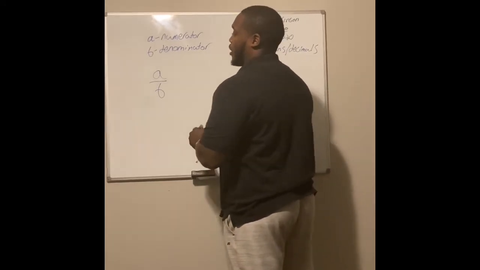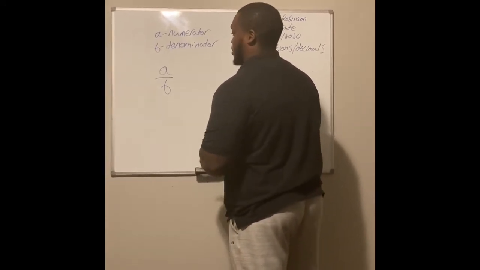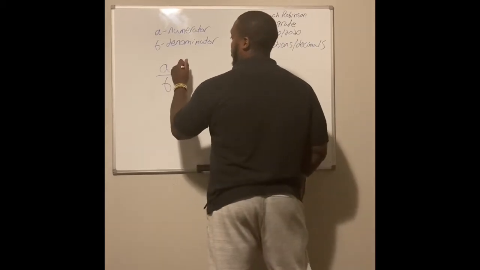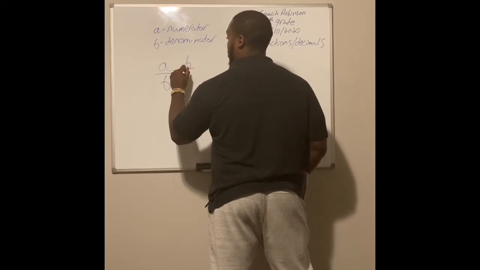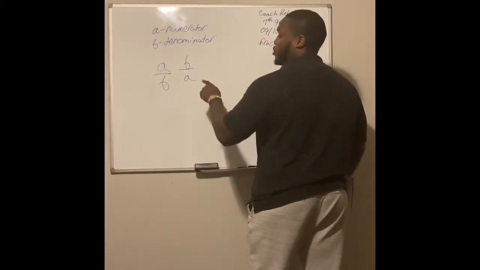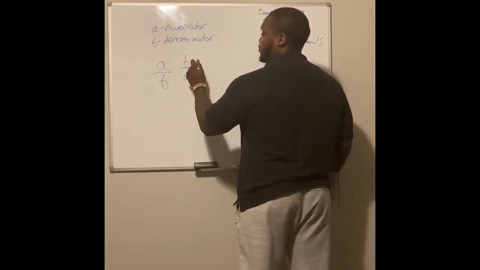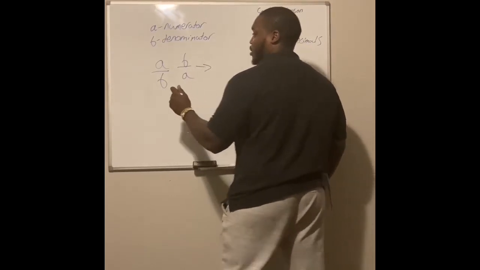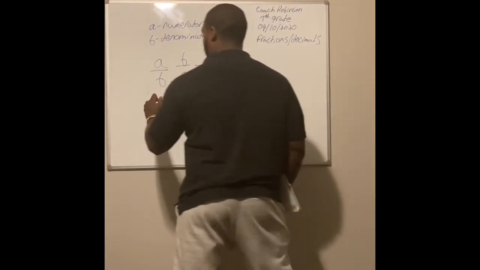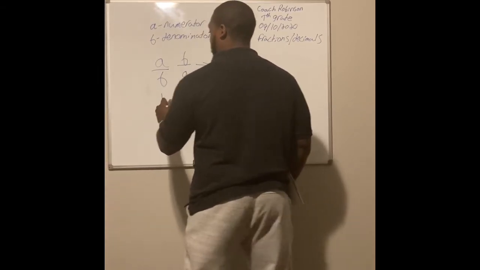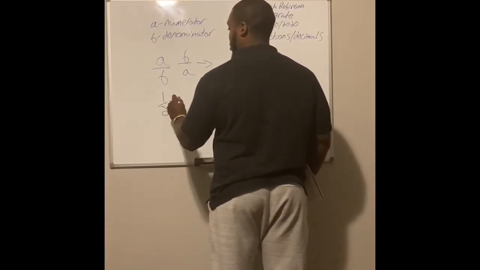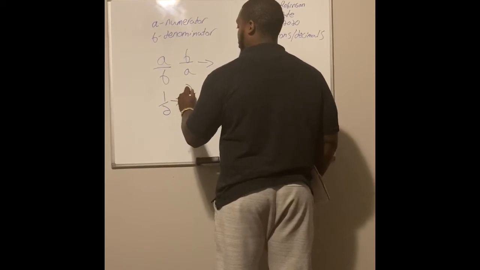An improper fraction would be the opposite. So let's imagine if this was b over a. This would be an improper fraction. If I was to translate this into numbers, I'll write it down here. A over b will be 1 over 2, and then b over a will be 2 over 1.